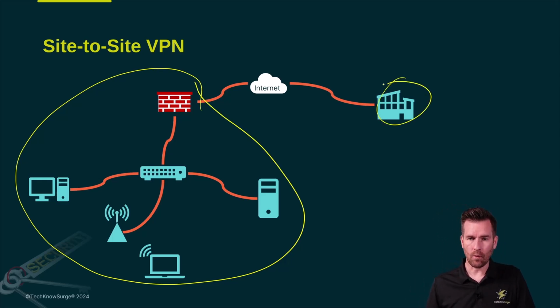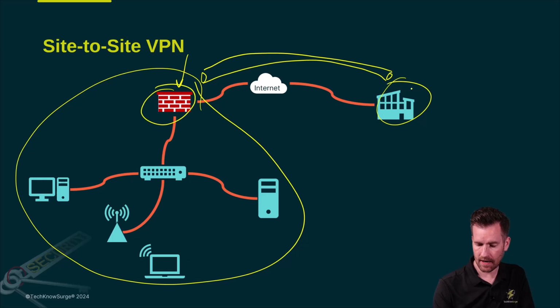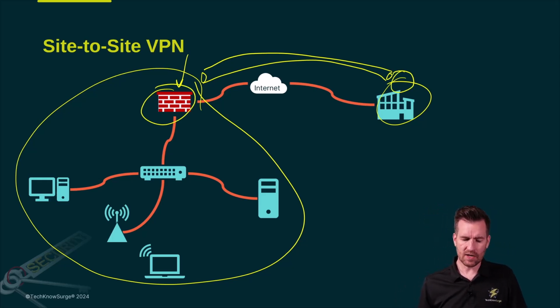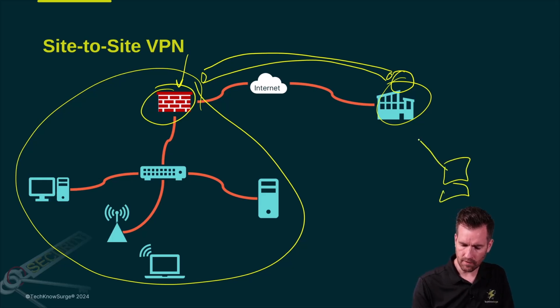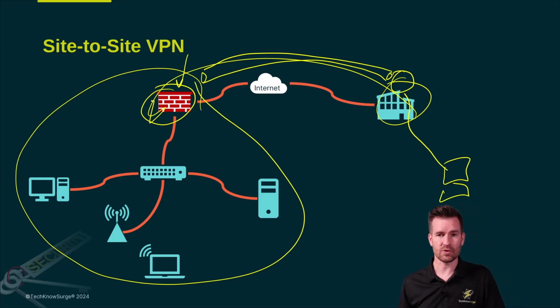And so what we would do is create a site-to-site VPN between these two. Perhaps this site has a firewall and this site over here has a firewall, and it's between those two firewalls. So now if somebody came and sat on this network over here, made a connection, they would now have connection to all the resources over here.